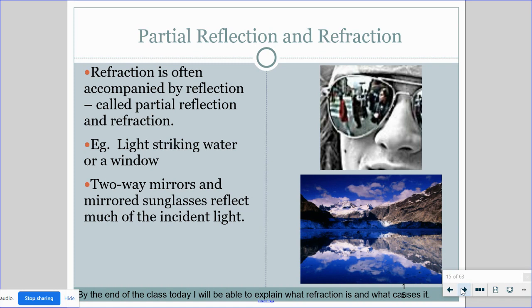There's also partial reflection and refraction sometimes happening at the same time. If you have reflection happening at the same time as refraction, we call it partial reflection and refraction. So light striking water or a window, sometimes you can see the reflection on the surface, and sometimes you can also see something down below. Two-way mirrors and mirrored sunglasses also reflect a lot of the incident light. This is a good example of both because we have the mountain here, but it's also showing up in the water down below.